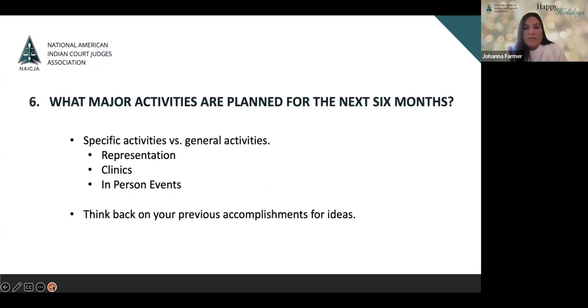Question 6 is what major activities are planned for the next 6 months? So specific activities versus general activities. So representation, do you have any clinics, any in-person events? And then you can think back to your previous accomplishments for ideas about what major activities are planned for the next 6 months.